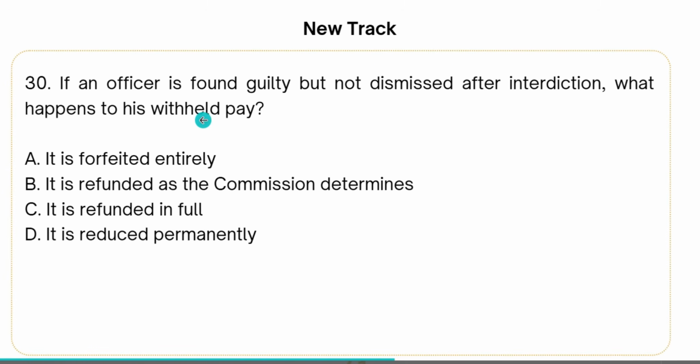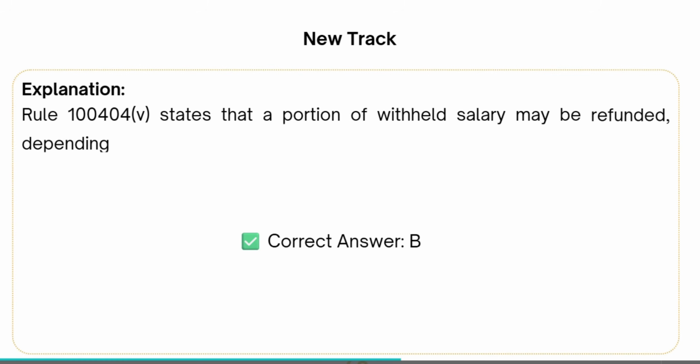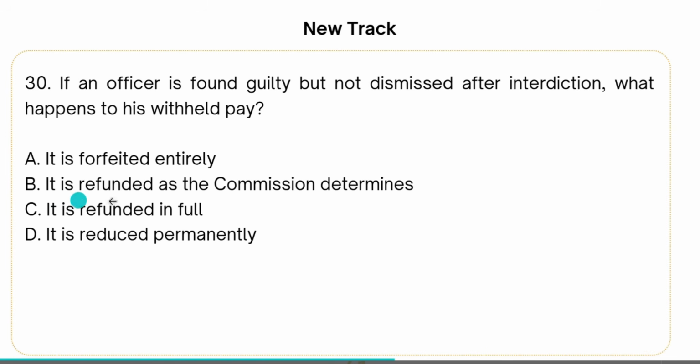Question number 30. If an officer is found guilty but not dismissed after interdiction, what happens to his withheld pay? A. It is forfeited entirely. B. It is refunded as the commission determines. C. It is refunded in full. D. It is reduced permanently. The right option is option B, and option B says it is refunded as the commission determines.